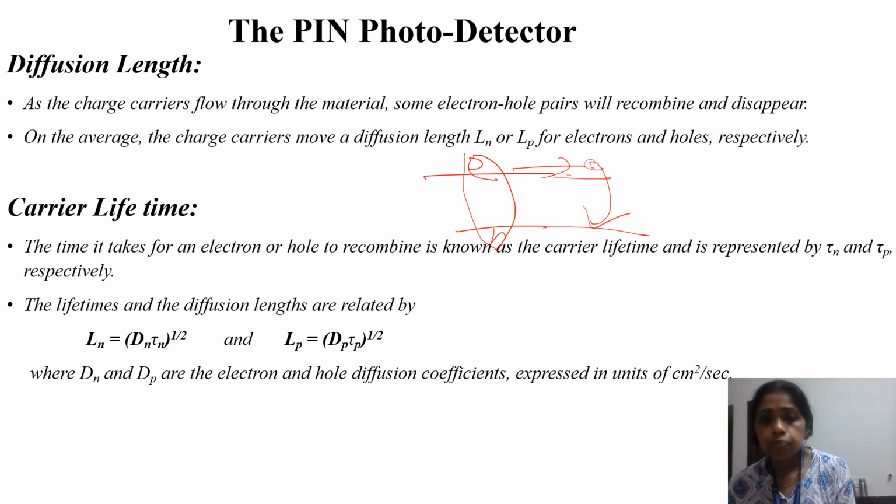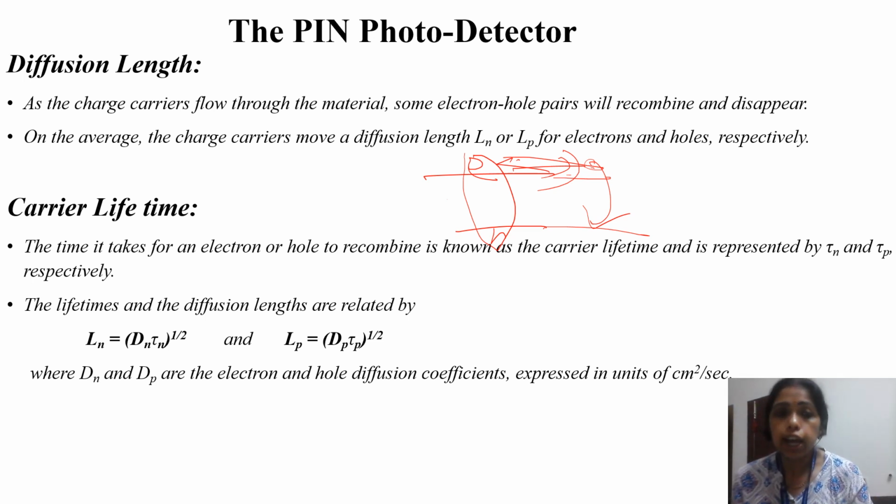So after going some distance, it comes back to the ground state. This length is the diffusion length. Before coming back to the ground state, these electron-hole pairs should be dissociated. So based on the diffusion length, we can determine the thickness of the P type or N type material, and where the junction region should be present.